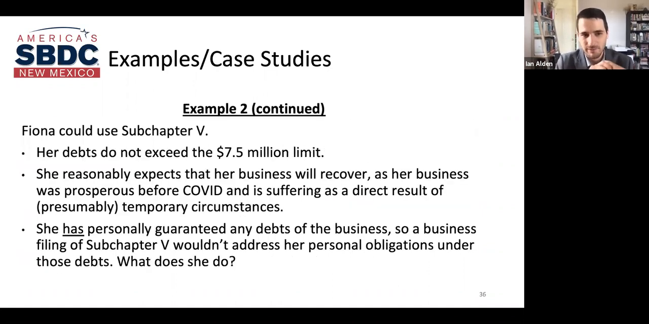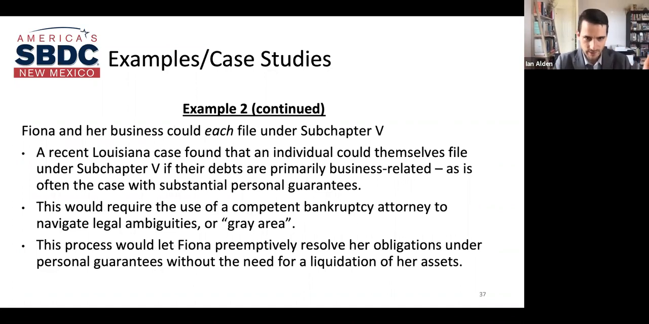She could still use Subchapter 5. The debts don't exceed the limit, still the same expectation that a reorganization will work. Even though she's personally guaranteed the debts, the business filing isn't going to be enough. Fiona can also file Subchapter 5. And this goes back to the whole individuals can file Chapter 11 thing. Individuals can still file under Subchapter 5, particularly if the majority of their debts are related to a business and they're engaged in a business activity. In this case, the carrying on of her business counts as a business activity.